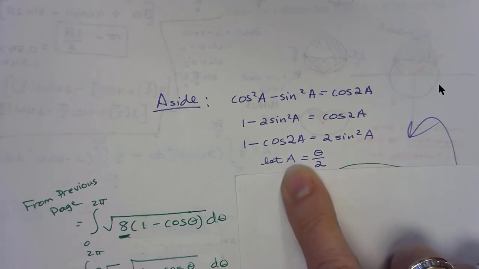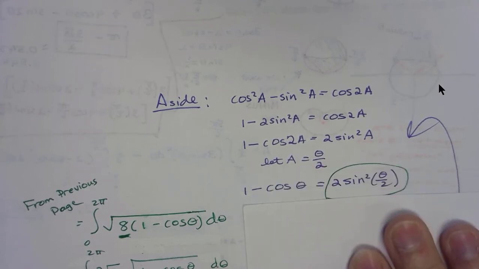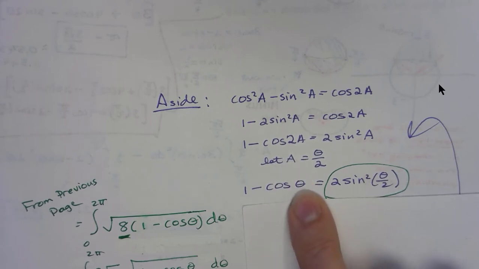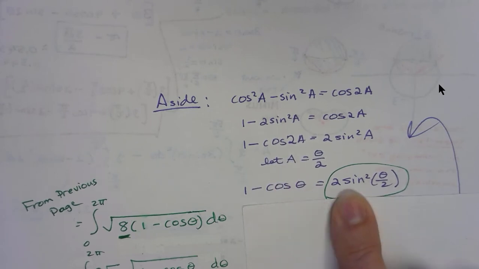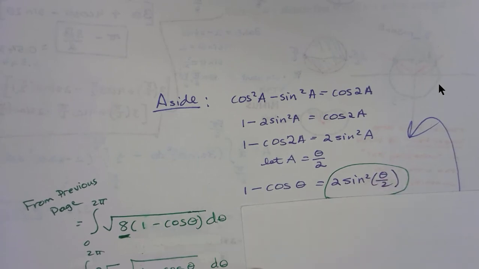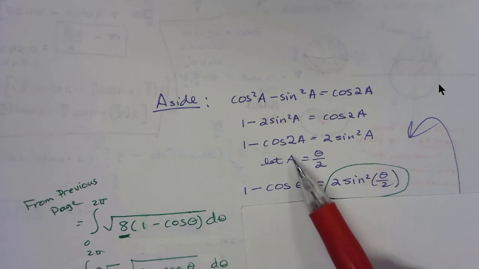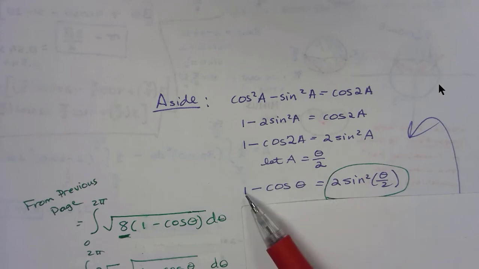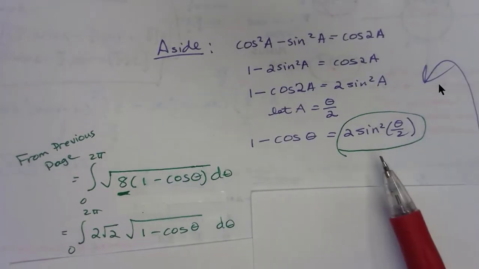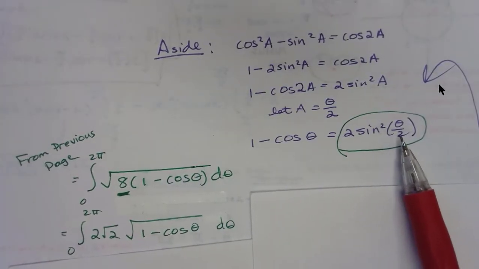Let our a be theta over 2. So 1 minus cosine of theta would give me 2 sine squared theta over 2. Look at that again, because I need it to be cosine of theta. So let's let our a here be theta over 2. The 2's will cancel. I'm left with 1 minus cosine theta, and that can be written like this. So 2 sine squared theta over 2 is going to go right here.